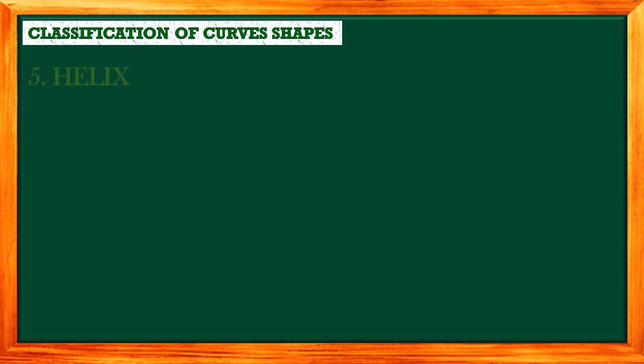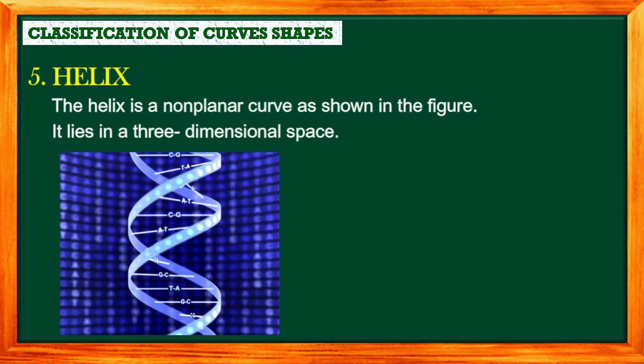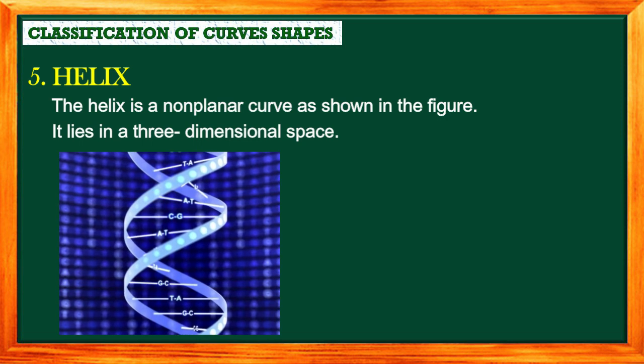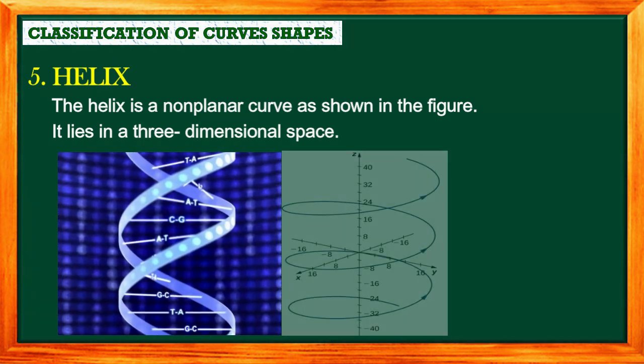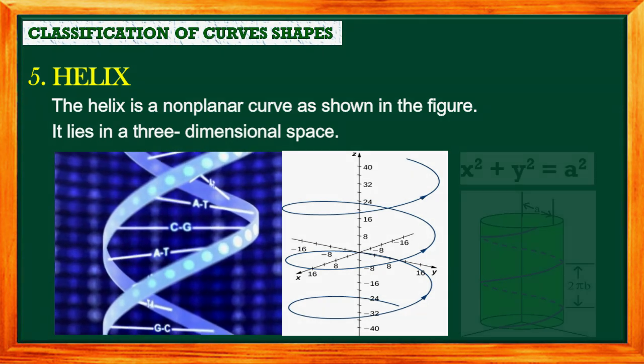Number 5 is the helix. The helix is a non-planar curve as shown in the figure. It lies in a three-dimensional space. If the helix is a circular helix, then the curve lies on a cylinder.